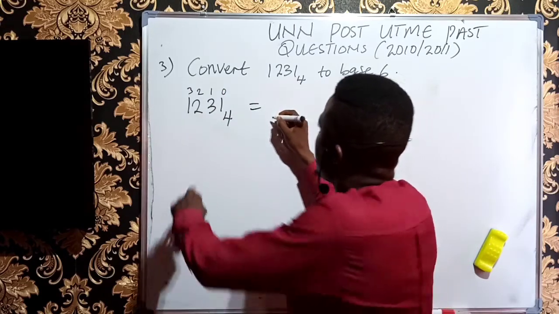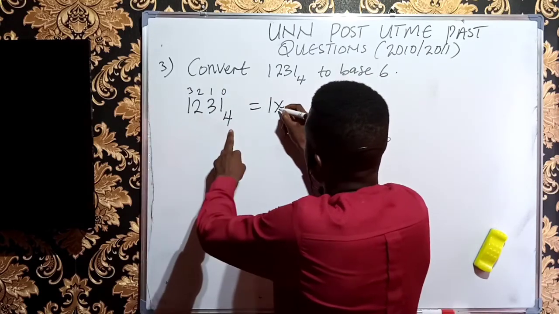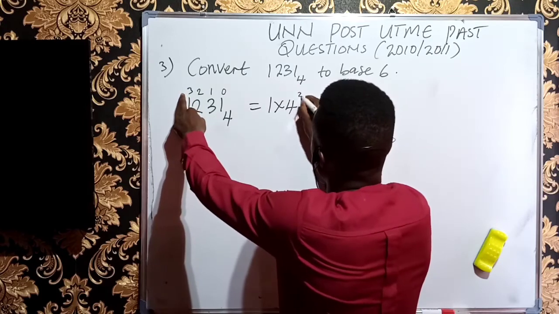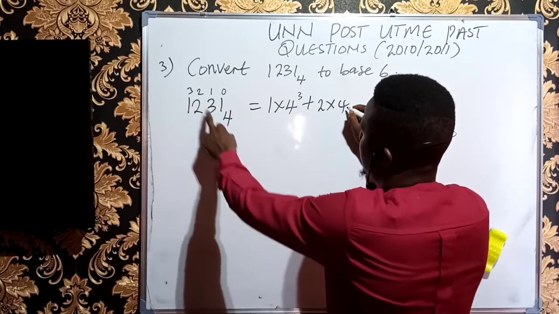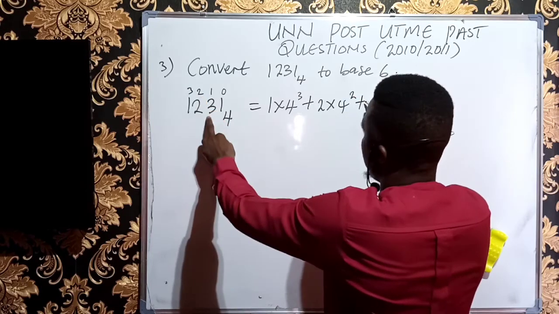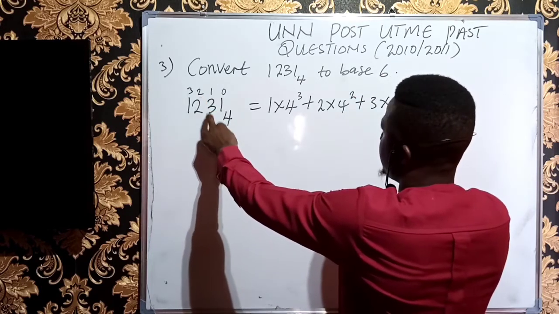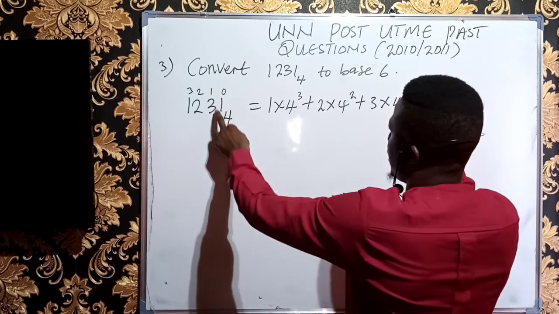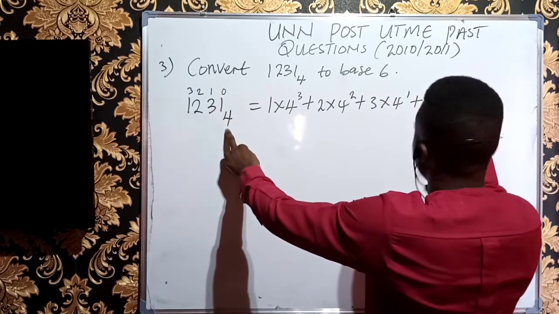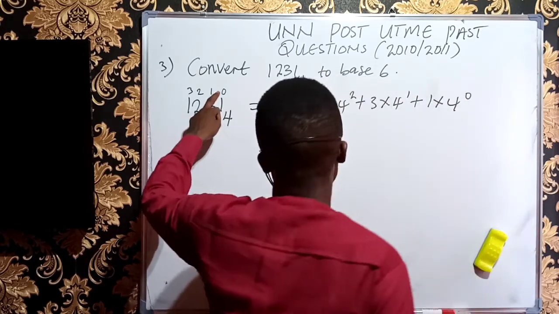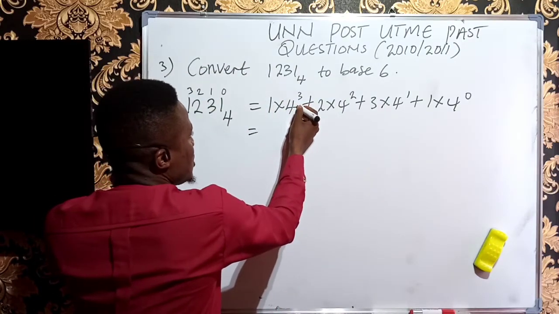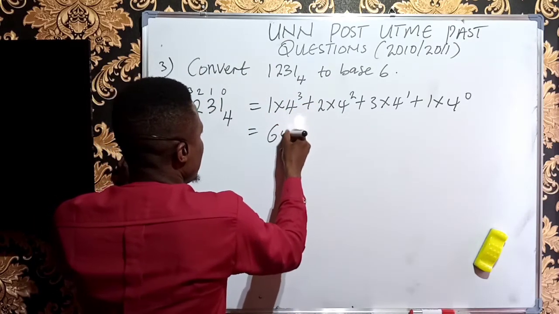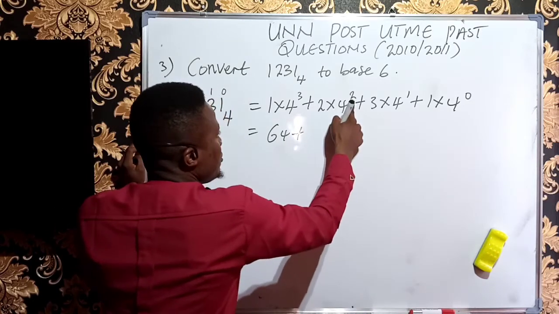So to expand this, we shall have 1 times the base 4 power of 3 plus 2 times the base 4 power of 2 plus 3 times the base 4 power of 1 plus 1 times the base 4, then power of 0. That's the idea. So now 4 power of 3 is 64. 64 times 1 is 64, plus 4 power of 2 is 16.